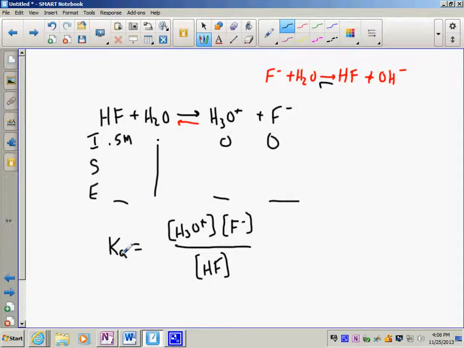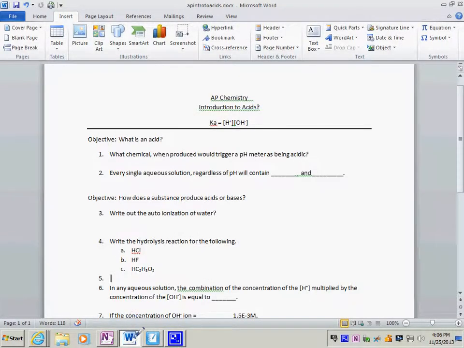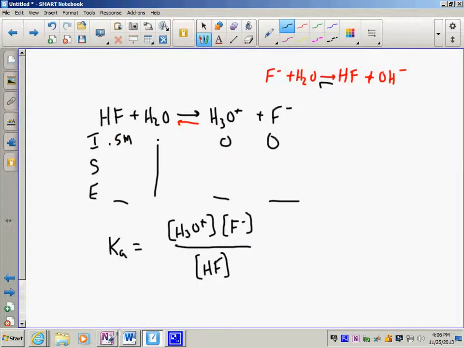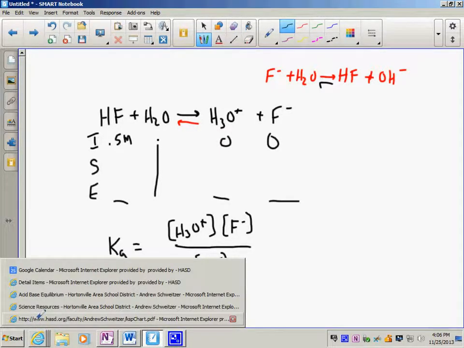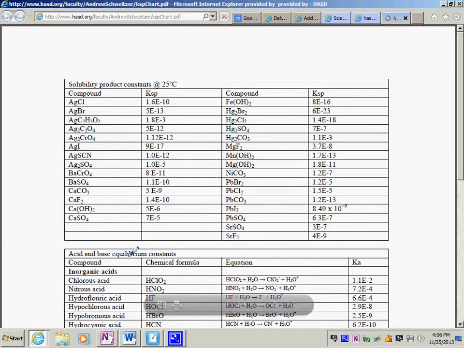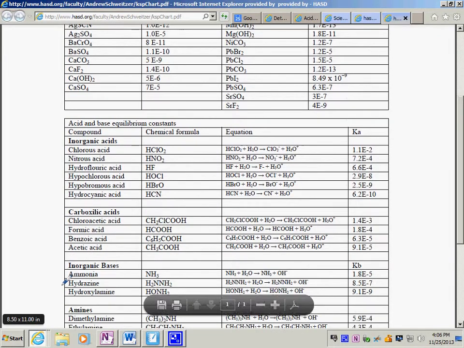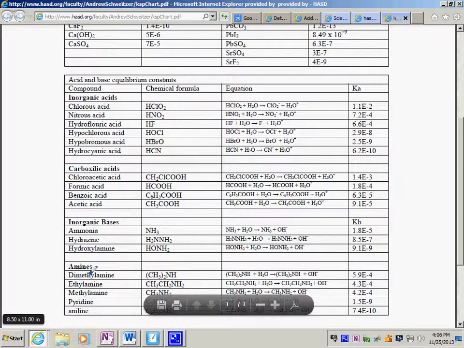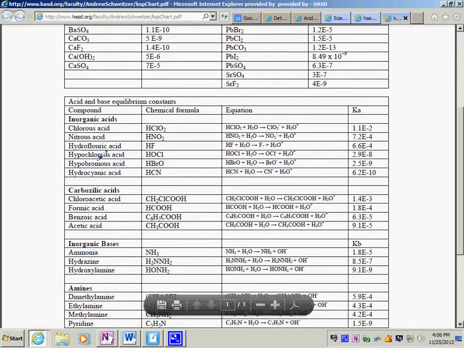One, I need my Ka. So you go to a chart, or it would be given to you. If you don't have it, you can always look it up in science resources, on equilibrium constants, and there it is. Go down here, and you'll see HF. All right, there it is. And I even have the hydrolysis equation here. This is the acid hydrolysis equation, and the Ka is 6.6 e to the negative fourth.